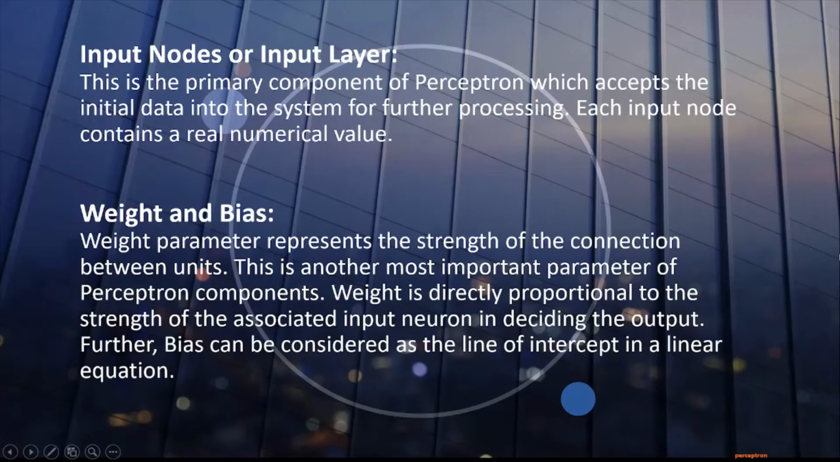Input nodes or input layer. It is the primary component of the perceptron which accepts the initial data into the system for further processing. Each input node contains a real numerical value.